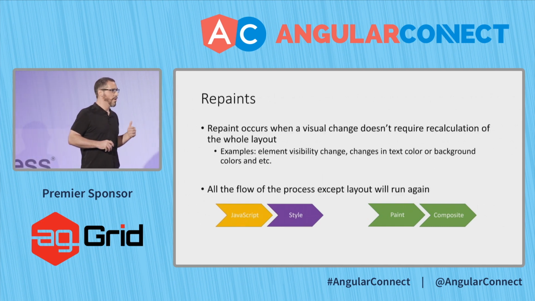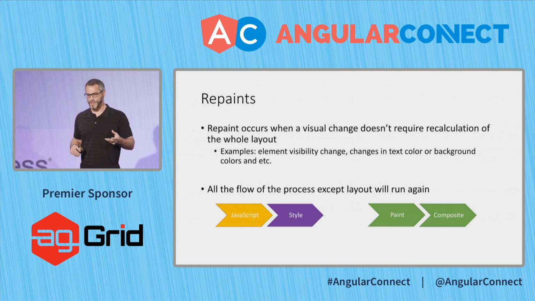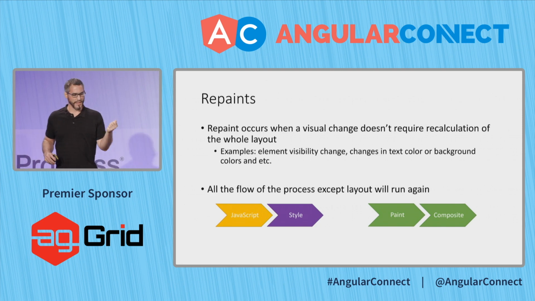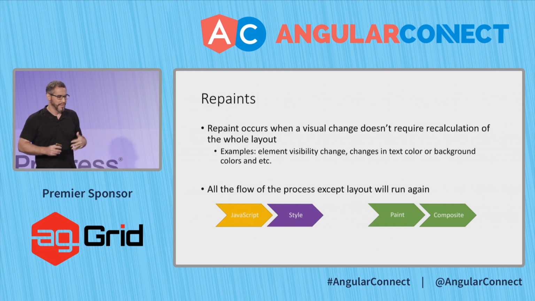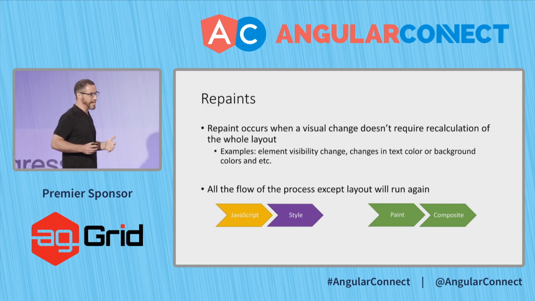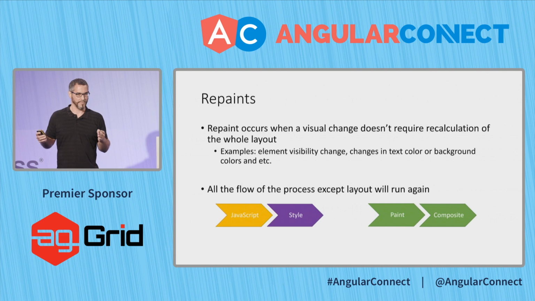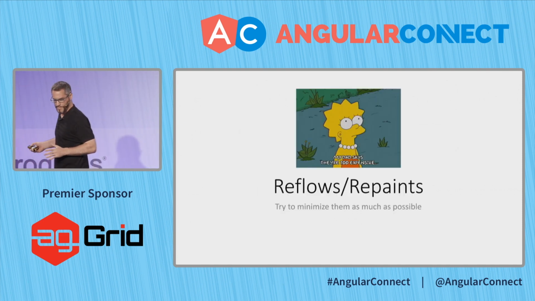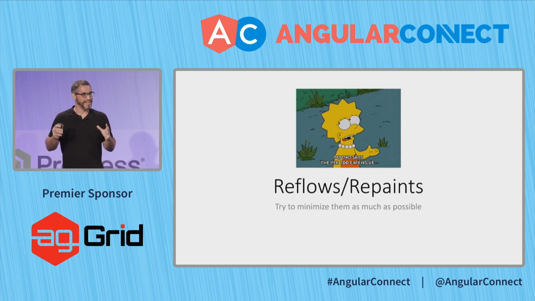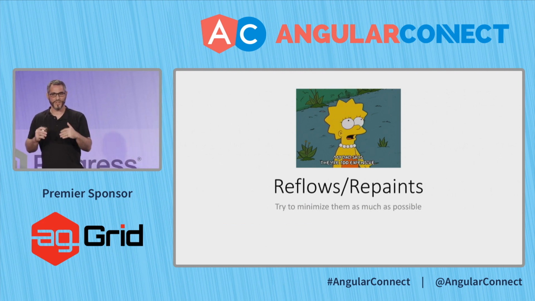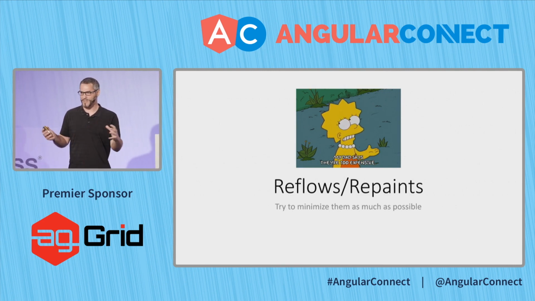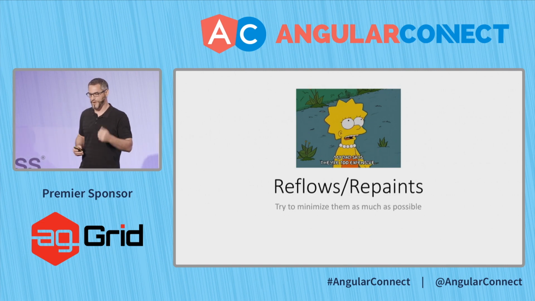A repaint occurs when a visual change doesn't require the calculation or the recalculation of the whole layout. That means that you change some color, red to green, then all the pipeline will run again without the layout, which is expensive. But the painting is also expensive. Reflows and repaints, please minimize the effects. Changes to the DOM, changes to colors, etc., should be bundled together, okay, in order to create better performance.